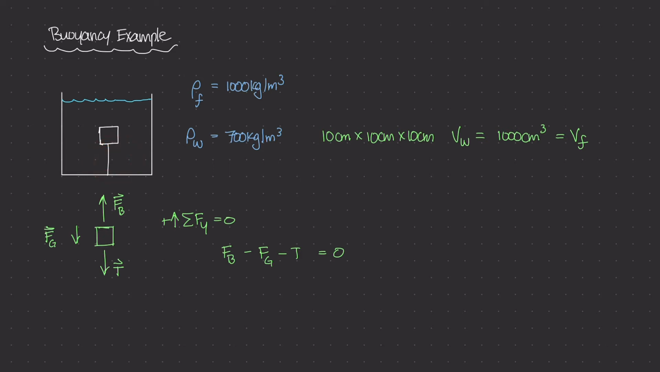So if I simply add T to both sides, then I get T is equal to F sub B, which is the buoyant force, minus the weight of the block. What are these two values? What is this F sub B and F sub G?